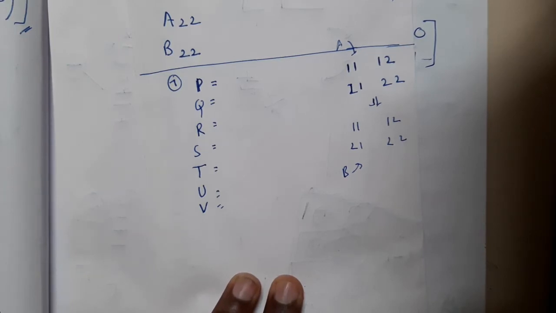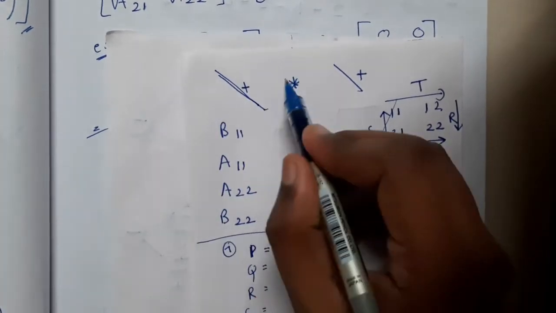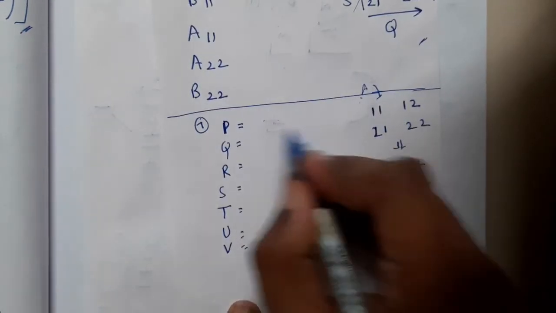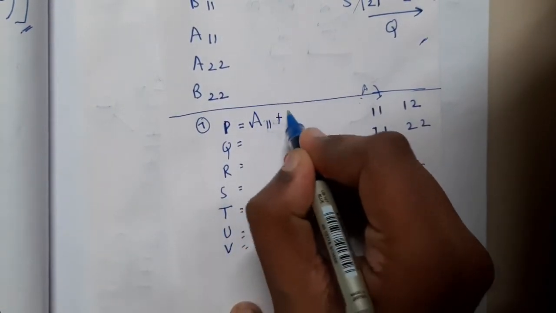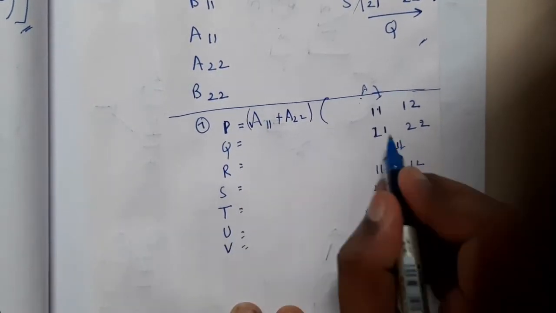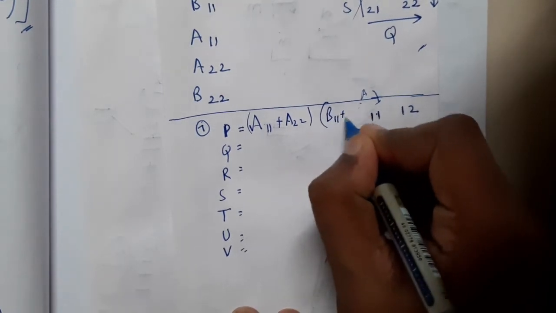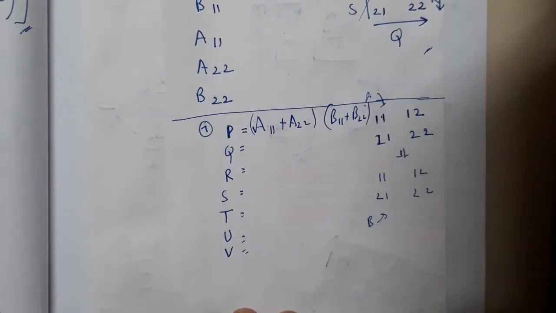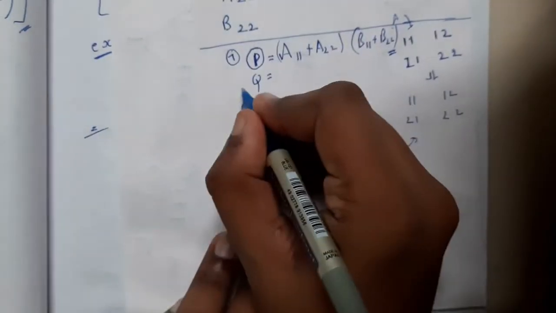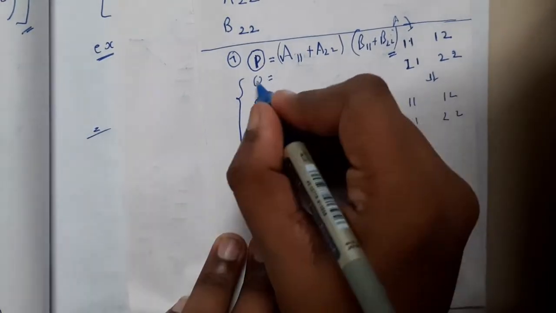The first thing is that you need to add the diagonals. Just add the diagonals and use multiplication in between. That is nothing but A11 plus A22, multiplied by B11 plus B22. This is a small logic to remember the value for P. Similarly for Q, R, S, T, these 4 come under one kind of bracket.